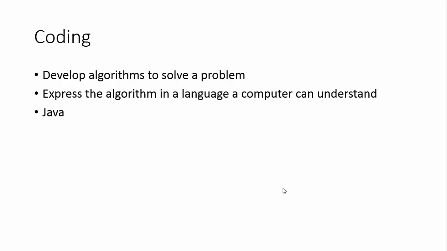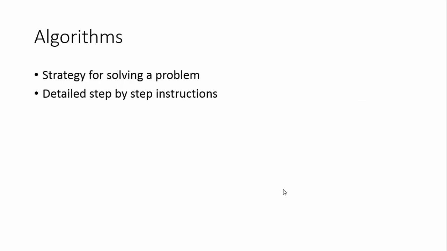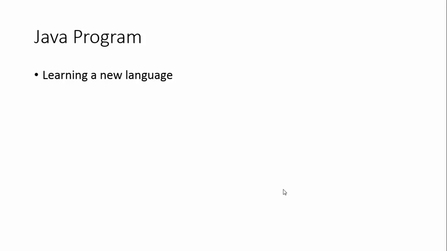In this class, we are going to be using a programming language called Java. To review, an algorithm is a strategy for solving a problem. It's a detailed step-by-step instruction list. It's kind of like when you make a cake. You have to follow a recipe and you have to follow it exactly, or your cake won't turn out how you want it to.